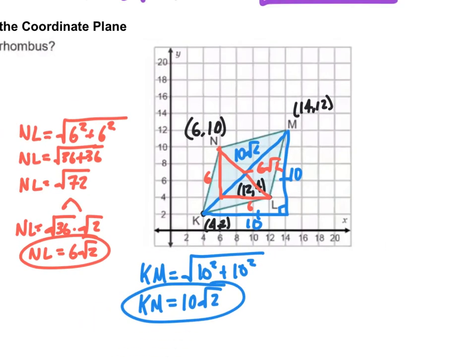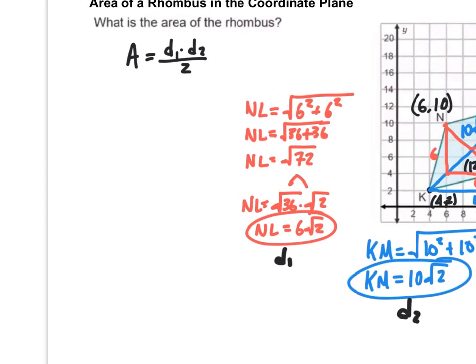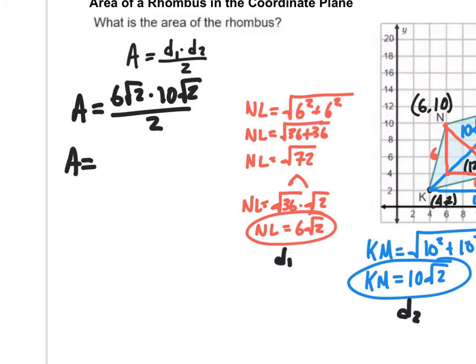We'll call this value d sub 1 and this d sub 2. So to find my area, I'm just going to plug them in up here. My area is going to be 6 times the square root of 2, 6 root 2 times 10 root 2, and we're going to divide all that by 2. Now let's simplify this. We don't have to use a calculator here. I can reorder all this: 6 times 10 times the square root of 2 times the square root of 2. Reorder everything, put my numbers next to each other, put my radicals next to each other, and divide this all by 2.